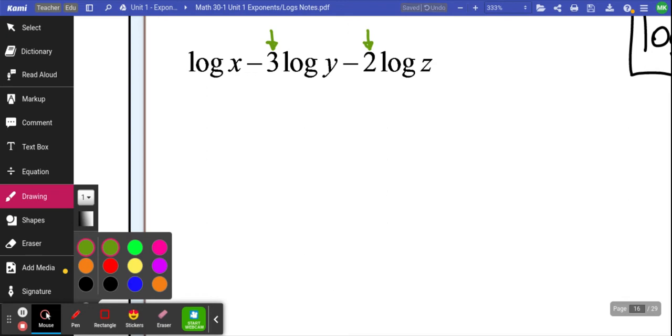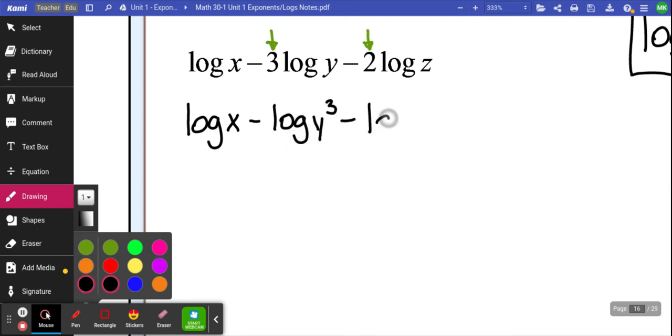So this would become log x minus log y to the power of 3 minus log z to the power of 2. Like that.